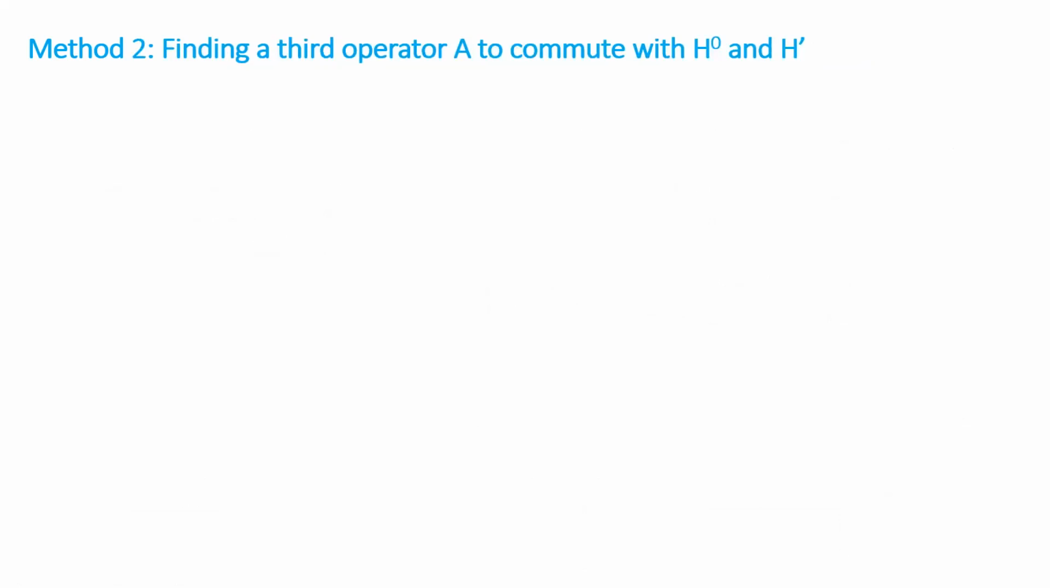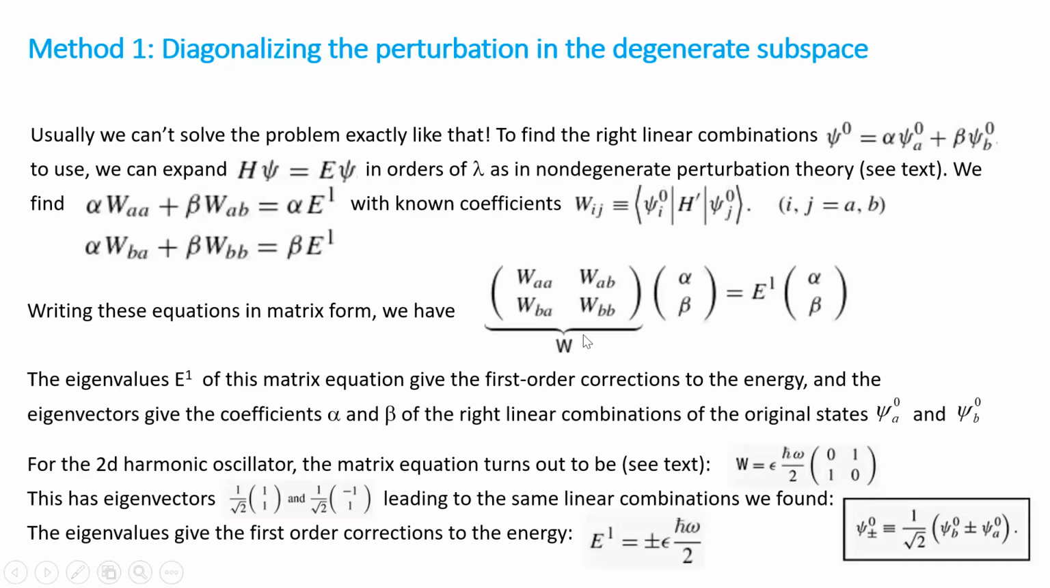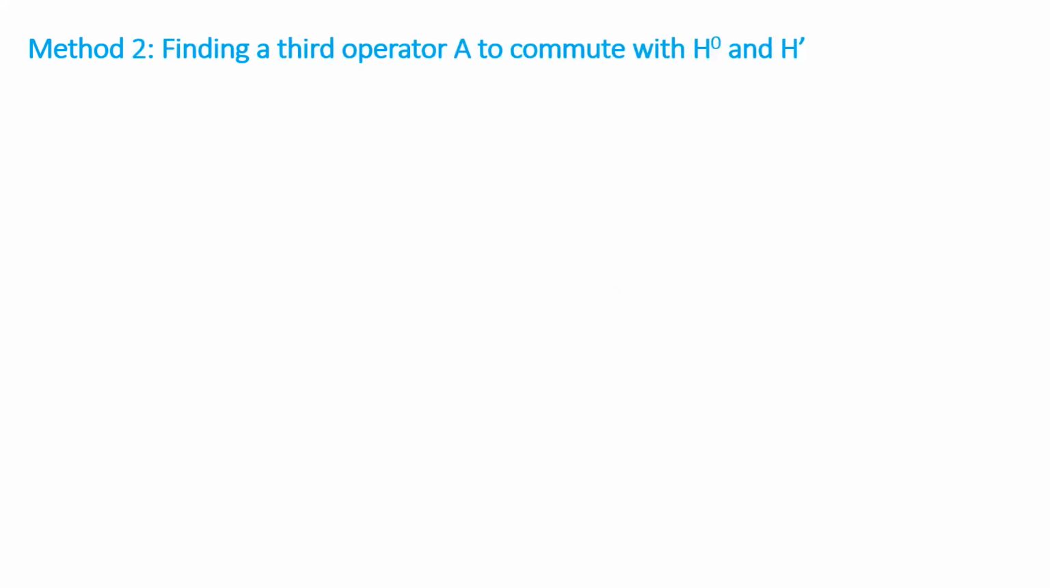The other method can save us from doing some integrals, because those integrals to get that matrix W are doable in general, but are lengthy. So it turns out if we can find a third operator, A, that commutes with our unperturbed Hamiltonian and our perturbation, we can take a shortcut to get these desired linear combination states.